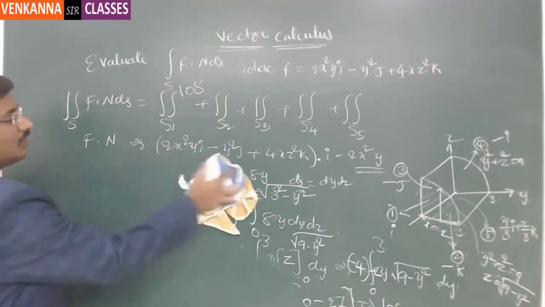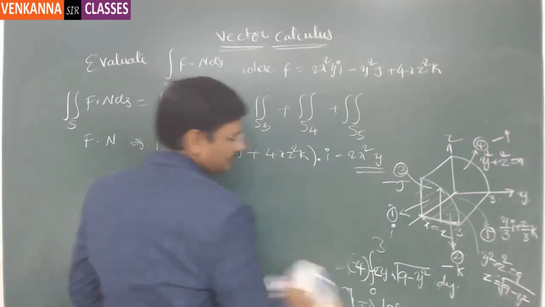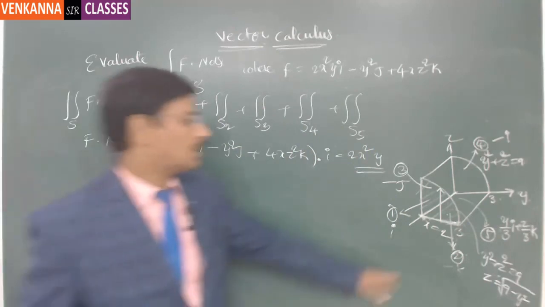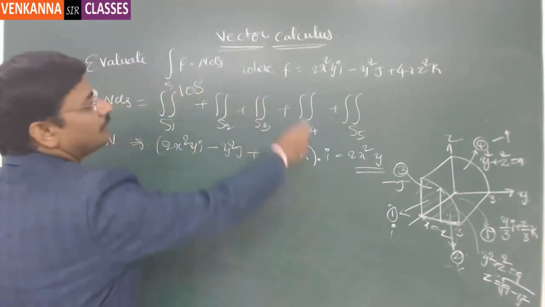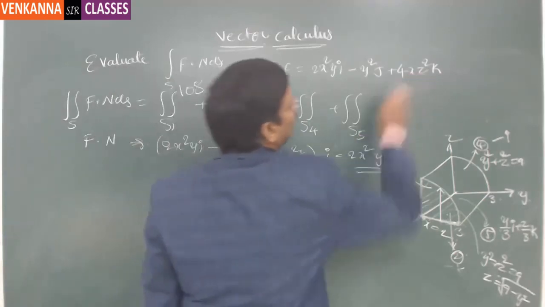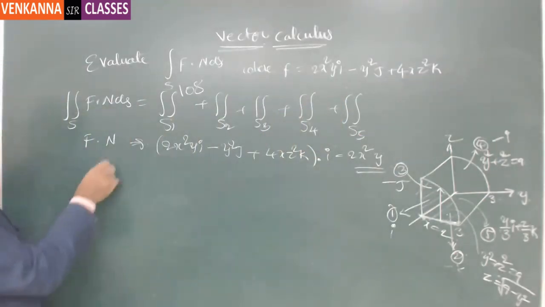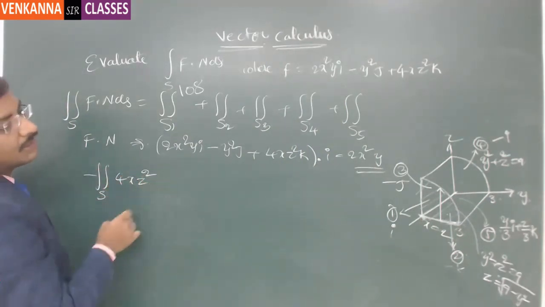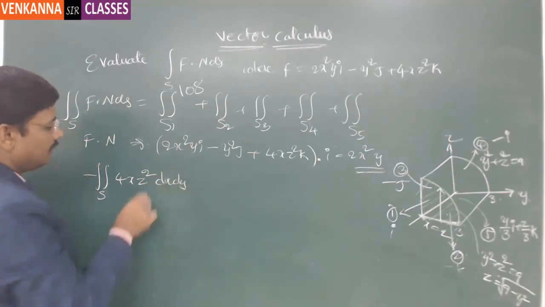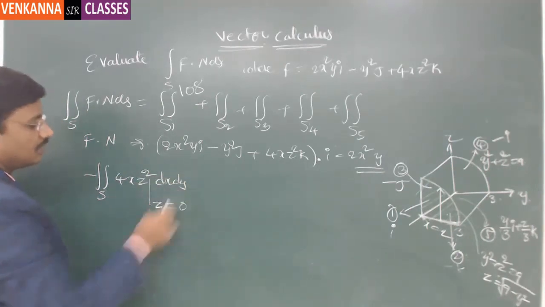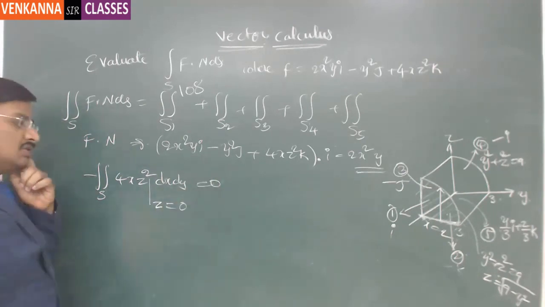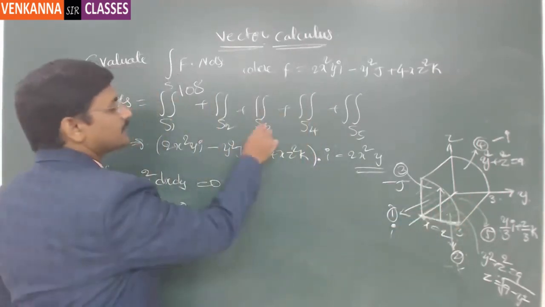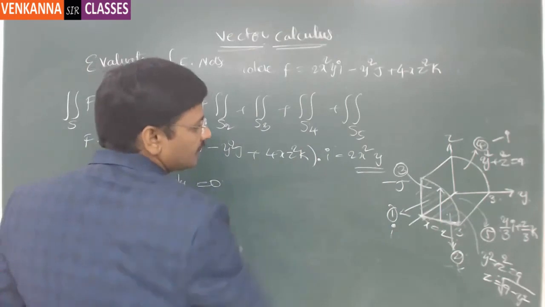So one integral value we have got, and now the other integrals. For surface number 2, the outward normal is minus k. If you take the dot product, this is going to be minus 4x z square, and then the area is dx dy, and then the z value is coming out to be 0. That means this integral value will come out to be 0, because it is the bottom surface, that is at z is equal to 0.